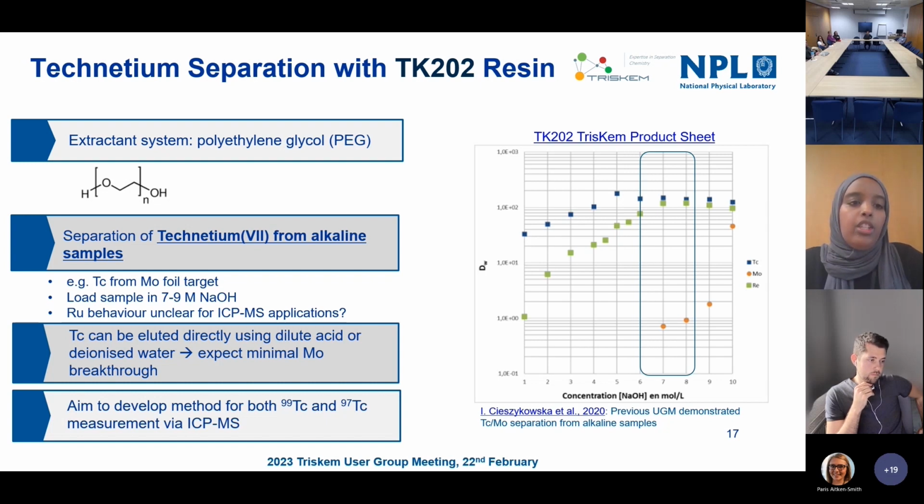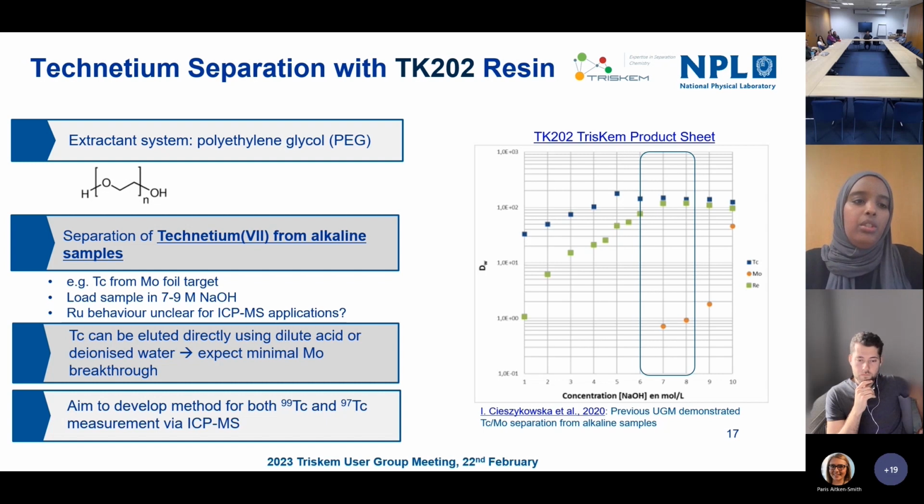And the extractant system on TK202 is very well suited if you have a sample that contains a high amount of molybdenum. And this works out in our favour, as the systems that we're looking at in the irradiation and the target that we're looking at is the majority of the composition is obviously molybdenum. So this particular resin is very, very nice and works out really well in the system that we're wanting to apply the separation to.